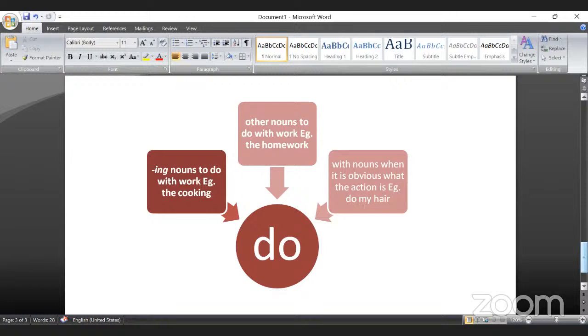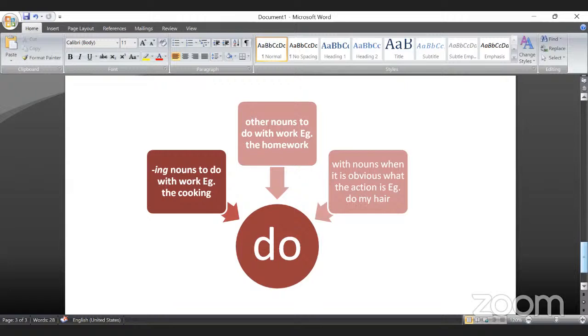It is mostly used with nouns that are related to, look at, you have three categories there. So the first one is the ing nouns, okay, which means the participle forms, ing nouns to do with work. Again, do the cooking, okay, do the washing. I have to do the washing on Sunday if I have to reach my work on time on Monday. Okay, I have to do the cooking all alone today since my mother is away. So do along with the ing noun forms. Okay, do the cooking, do the washing.